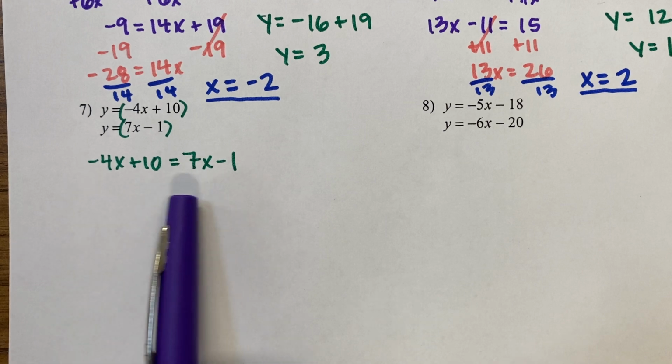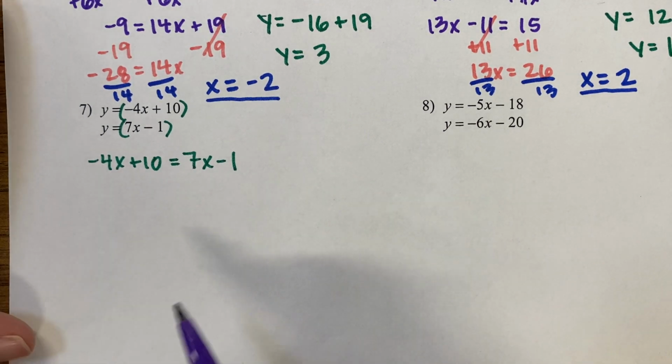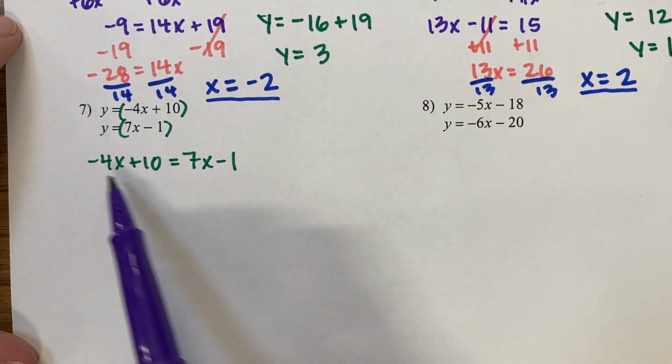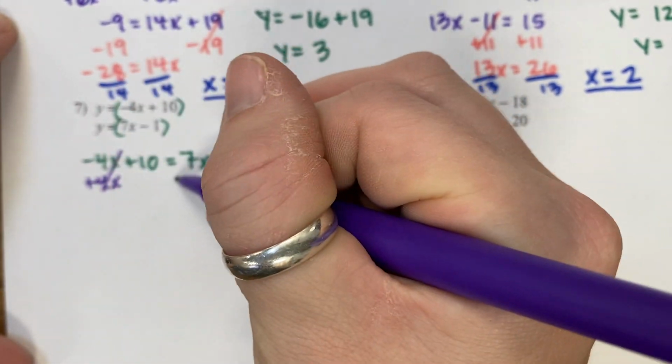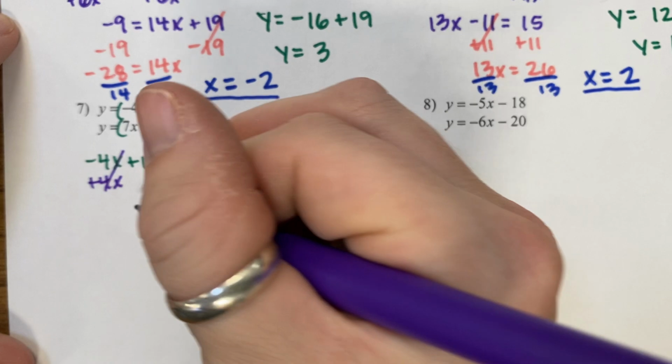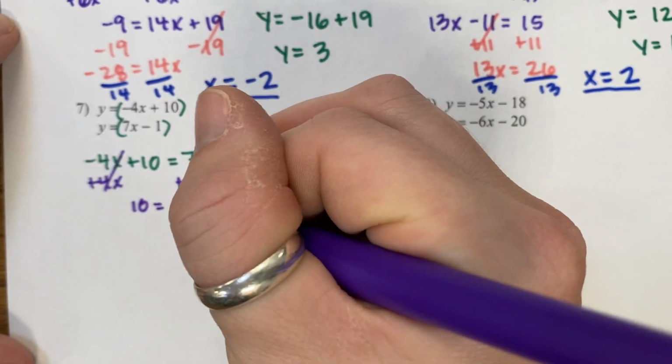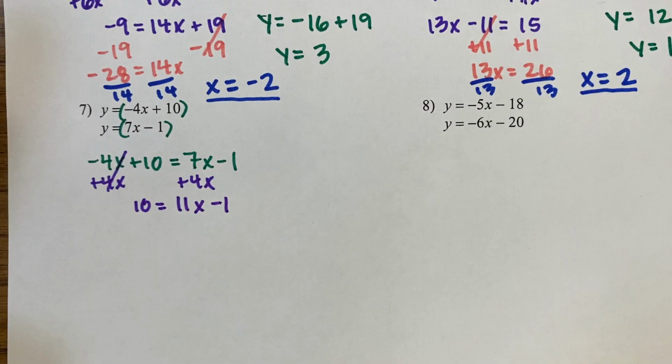Okay, we have x's on both sides, so let's move them all to one side. Move the smaller one. We know that negative 4 is smaller than positive 7, so do the opposite of it. Add 4x, add 4x. So we get 10 is equal to 11x minus 1.